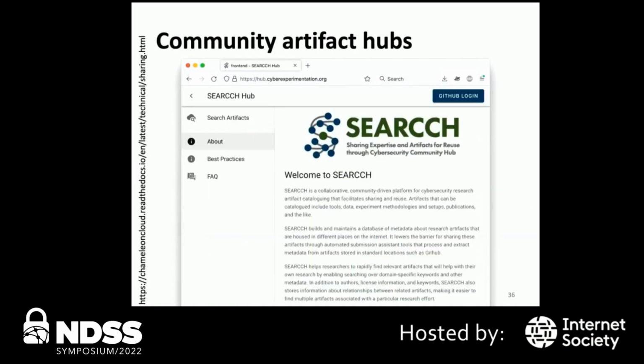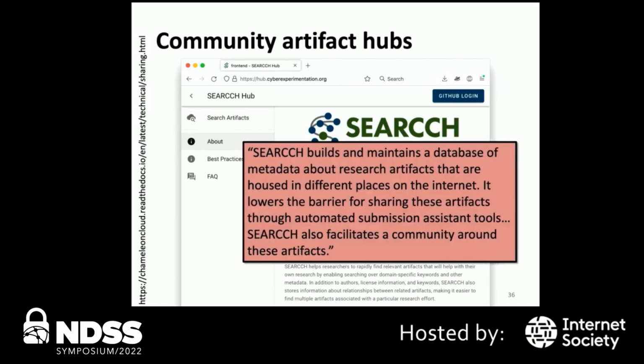So as Dave has already mentioned before, and I can't fail to mention now, people are working on more sophisticated community hubs for improving the findability and reuse of artifacts. This is a screenshot of our website for our thing called SEARCCH. SEARCCH builds and maintains a database of artifacts in the cybersecurity area in particular. The idea is that it's supposed to lower the barrier to sharing those artifacts and making them more discoverable by people who might want to reuse them.